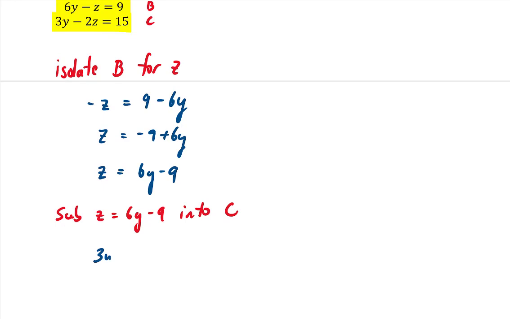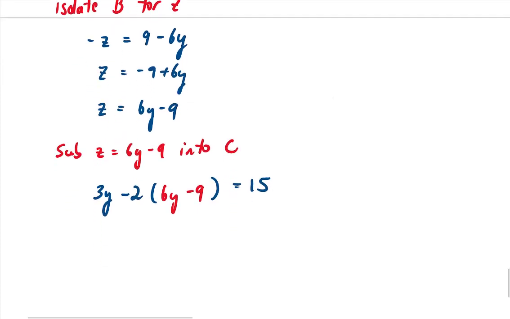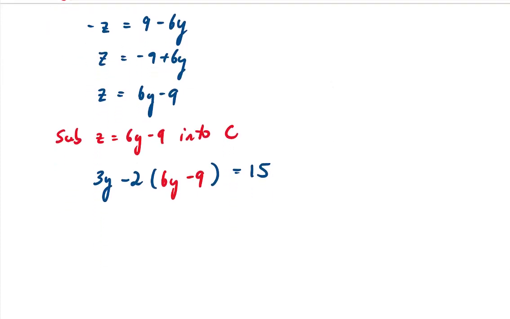So we get that 3y minus 2 times our 6y minus 9 is equal to 15. So here's our substitution step. Now we need to expand and solve for our single variable. So we get 3y minus 12y plus 18 is equal to 15. If we collect our like terms on the left side, our 3y and our minus 12y, we get minus 9y.